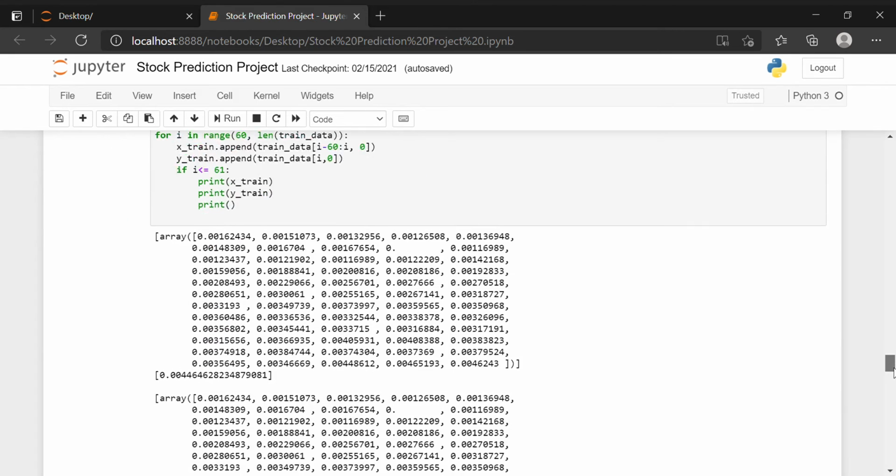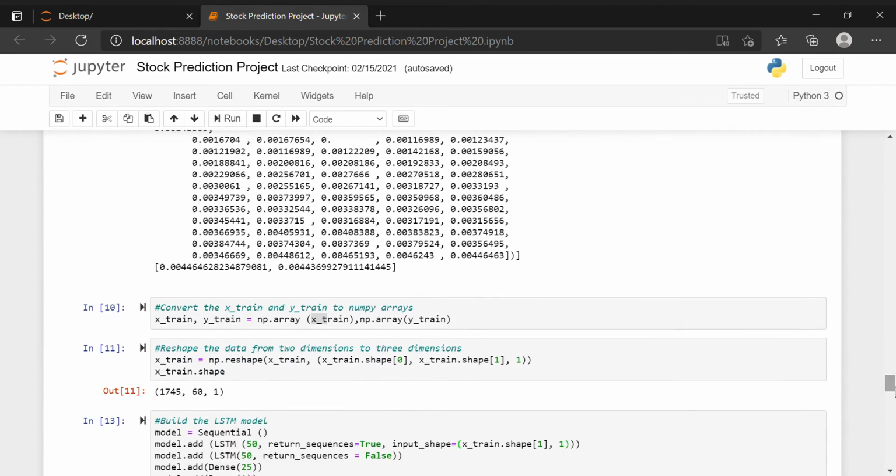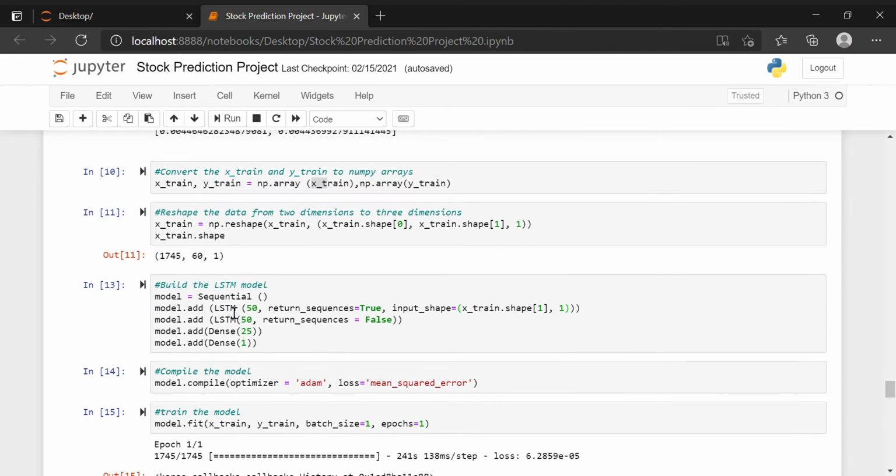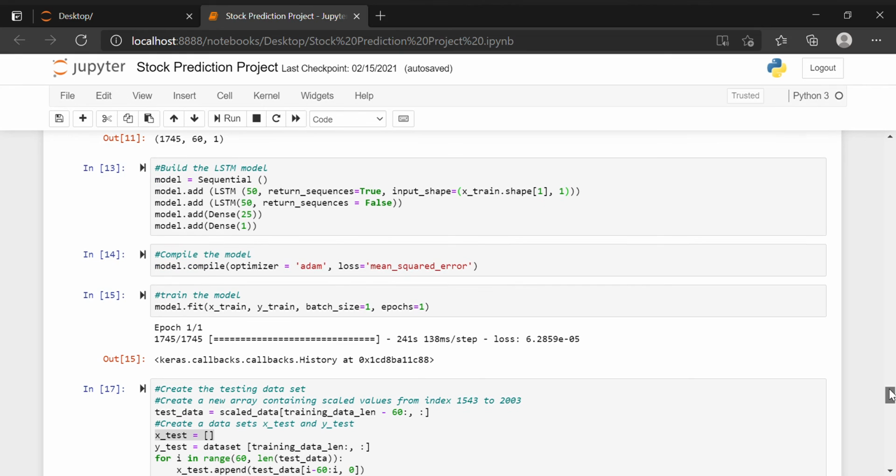I also put the X train and the Y train in a NumPy array, and then I reshaped the data, and then I created the actual model, the LSTM model, and created multiple layers to it, compiled the model, and then actually fit the model. So we have the X train and Y train, and batch number 1 and epochs 1.